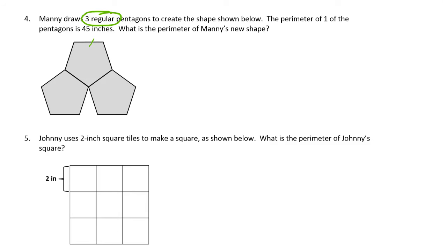If the perimeter of one of the pentagons is 45, and pentagons have five sides, then one side is going to be the whole perimeter divided by five, and that's how we find out what one side is. And that's nine. So each side is nine. Well, that means if this is 9, that's 9, that's 9. This in here is 9. So these are all 9s.